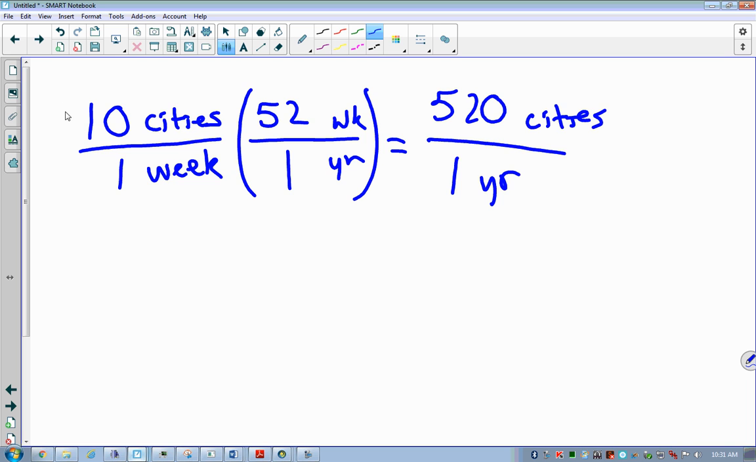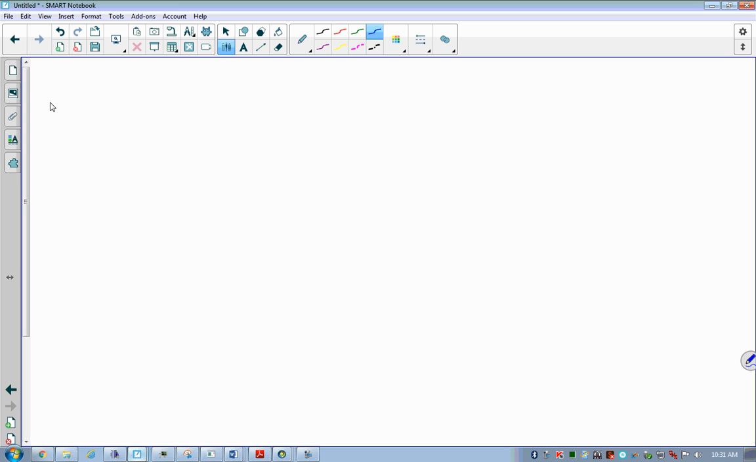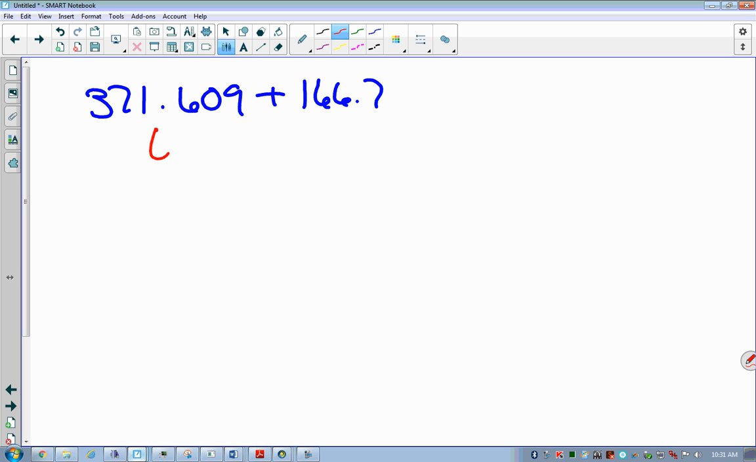This next question involves significant digits. The question is, we want to calculate 371.609 plus 166.7, and the whole thing is in yards. How many significant digits does this first number have? 6. How many significant digits does the other one have? 4. How many significant digits should our answer have?